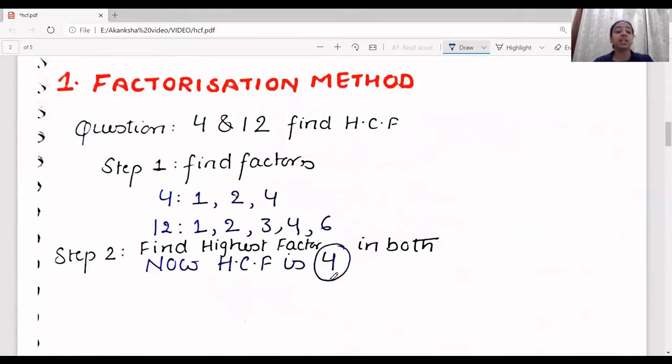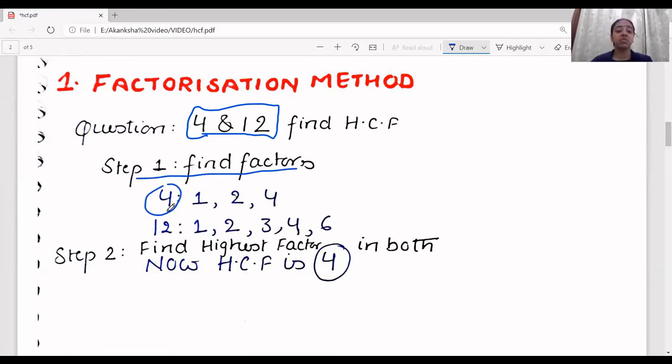Now, what do you mean by factorization method? The common question that is asked is, find the HCF of two numbers. So here we have a question of finding the HCF of 4 and 12. So what are the highest common factors between 4 and 12? The factorization method says that step number 1 is to find the factors of the two numbers.